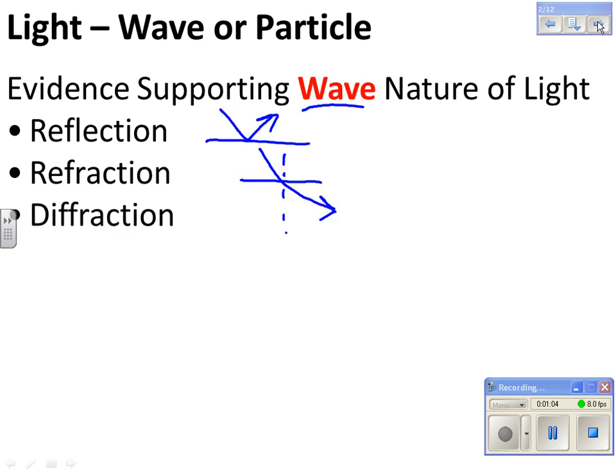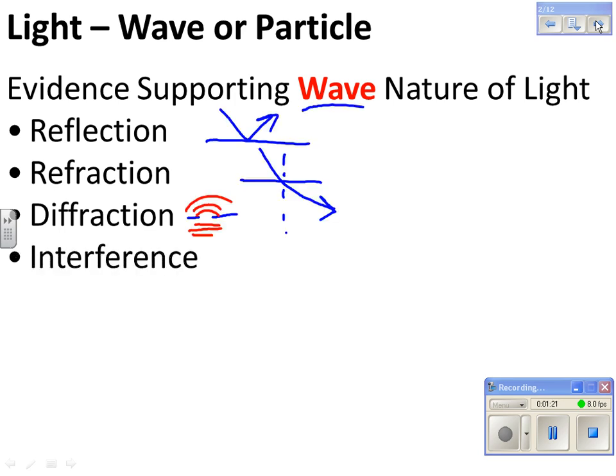Diffraction. We've talked about diffraction before too. If we have a wave front moving towards something like this, once it gets on the other side, it's going to bend. So diffraction is another example of a wave behavior that light undergoes.